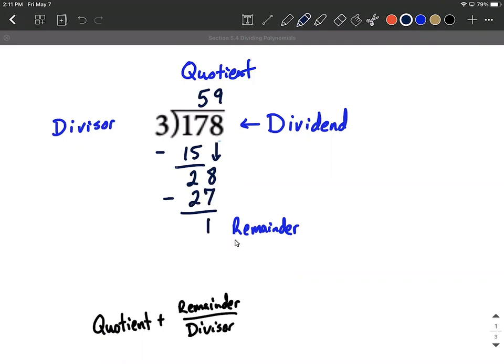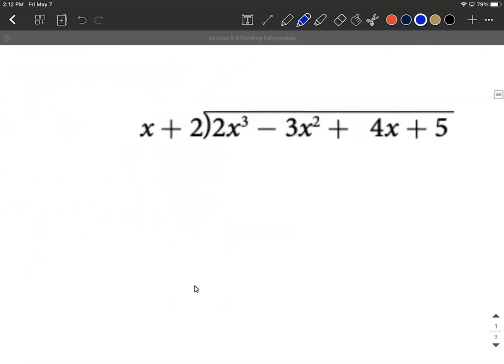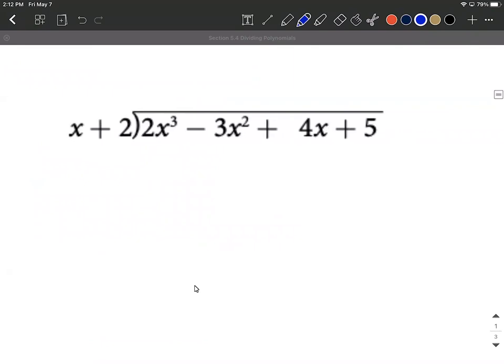We refer to that 1 as being the remainder. All right, so our quotient is 59. 1 is the remainder. One way we can format our solution is to write it as the quotient plus the remainder over the divisor. And this is how we're going to be formatting our solutions with polynomial division as well. All right, so next, let's replicate this using a division of polynomials.